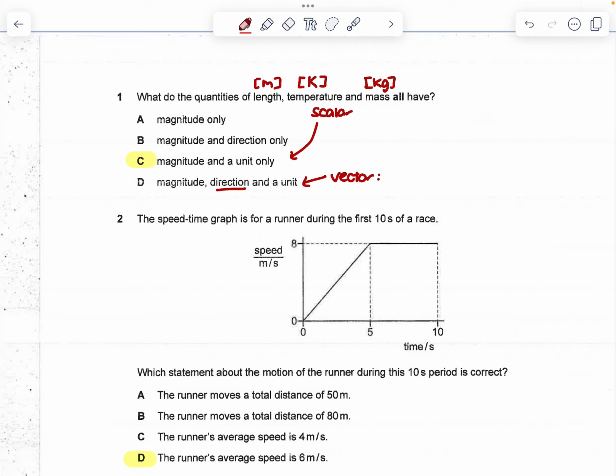And some examples are displacement, unit is m, weight, because it's a force, the unit is Newton.